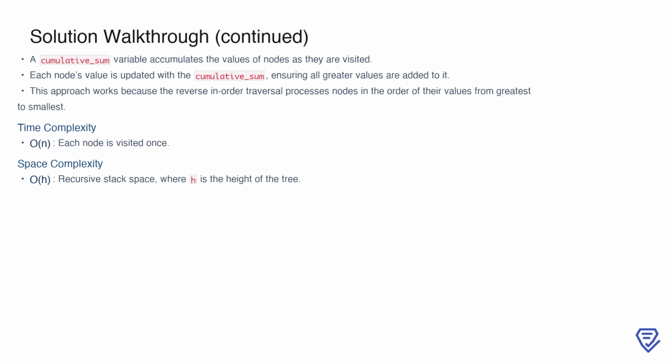The time complexity of this solution is O(n), as each node is visited exactly once. The space complexity is O(h), where h is the height of the tree, due to the recursive stack space used during traversal. This makes the algorithm efficient and well-suited for BST to greater tree conversions.